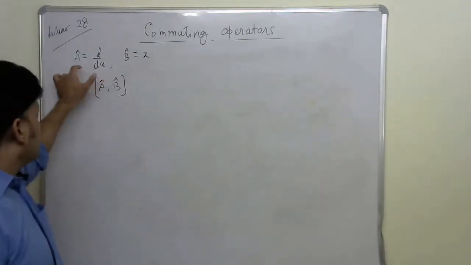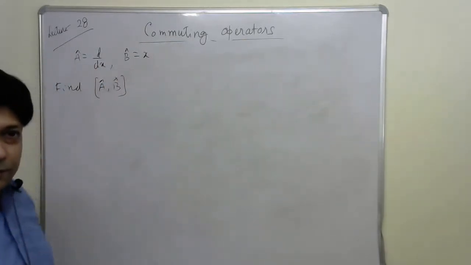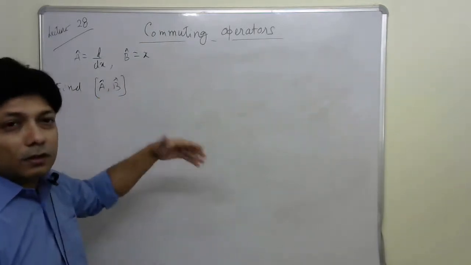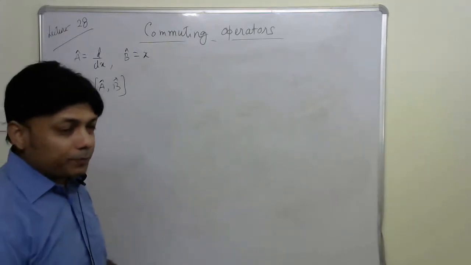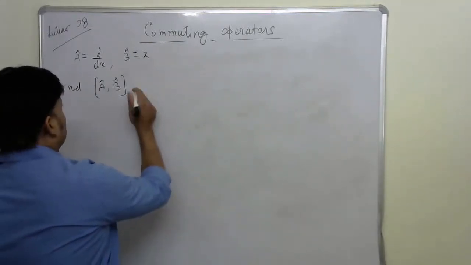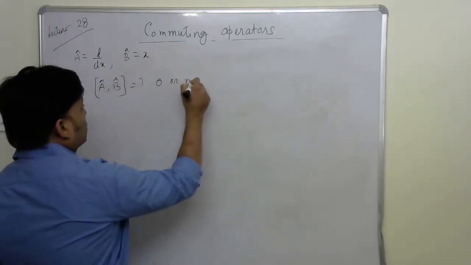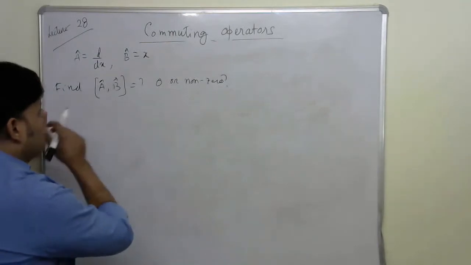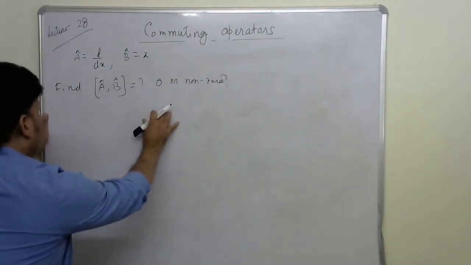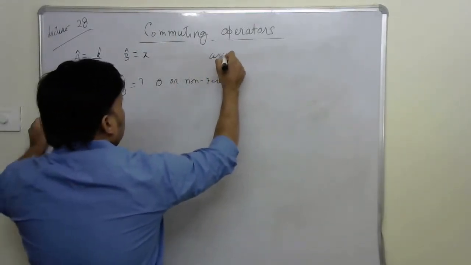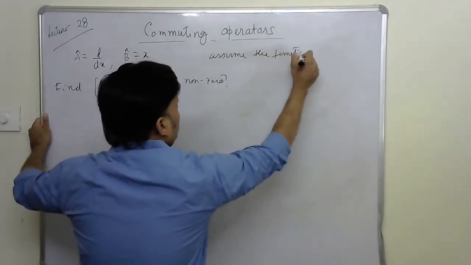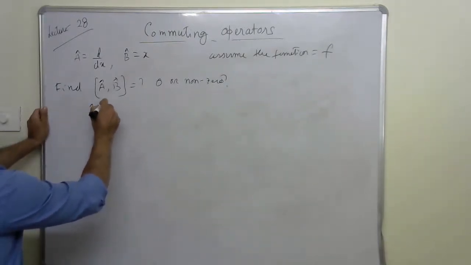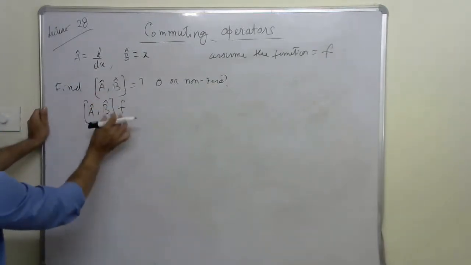So let's assume that operator A is d/dx and B is x. So can we find [A, B]? All right, so whether A, B commute or they don't commute. What we have to find is the value of this, whether 0 or non-zero. All right, so how to find it out? So I will work out one example for you. For this kind of problem, we will start by assuming a function f, which is any arbitrary function. Okay, so we have to find out [A, B] operating on f.